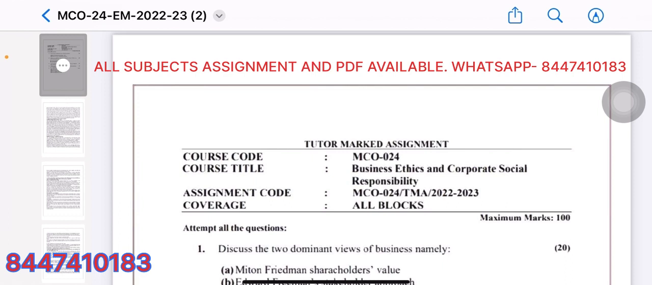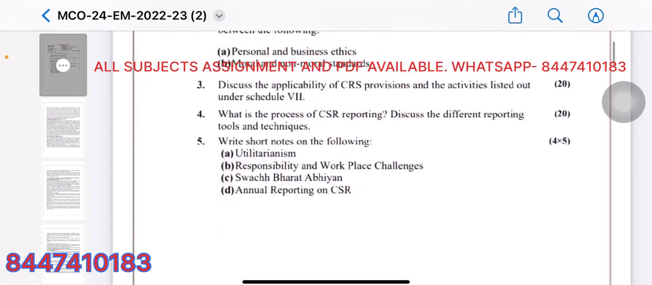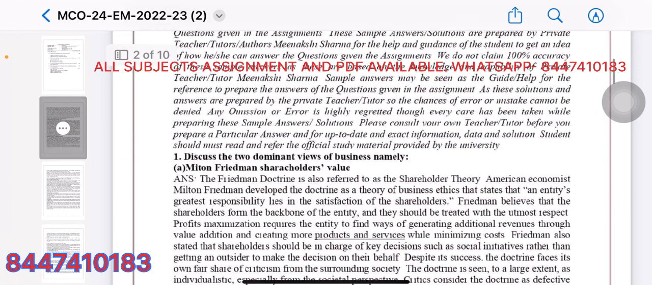Which course code is MCO-024, Business Ethics and Corporate Social Responsibilities. So there are 5 questions. So let's get started. Discuss the two dominant views of business, namely Milton Friedman's shareholder value.